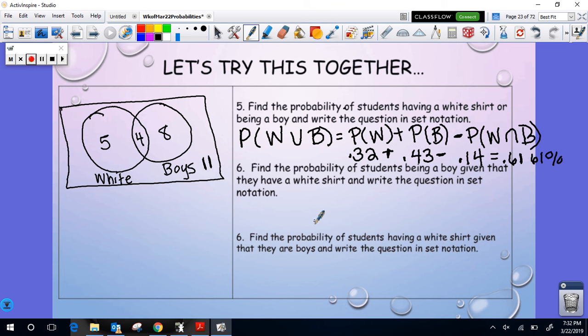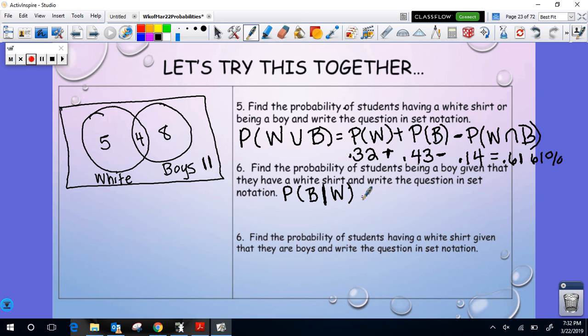Now the next one says find the probability of students being a boy given that they have a white shirt. Write this as set notation. So I'm going to write exactly what I see. The probability of the student being a boy, and this is called given, this is conditional probability, they have a white shirt. So conditional probability, there you go. So there's a boy given that they have on a white shirt.